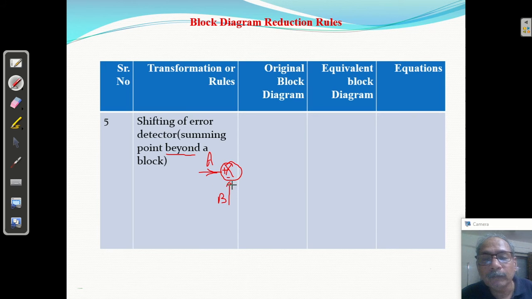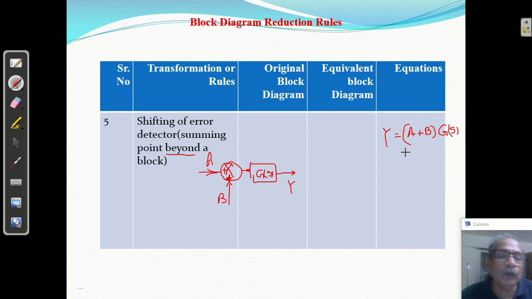So for example, this is positive. I am taking a positive feedback, maybe negative also, both are positive. So what is the output here? A plus B. If it was minus, it would be A minus B here, and here you have G of S. So what is the output Y? You can say Y equal to what? Output equal to A plus B into G of S. Or you can say A into G of S plus B into G of S. So you know the output, clear?